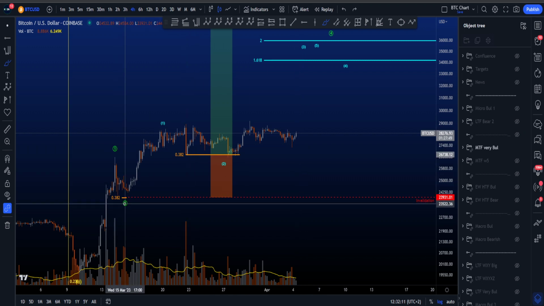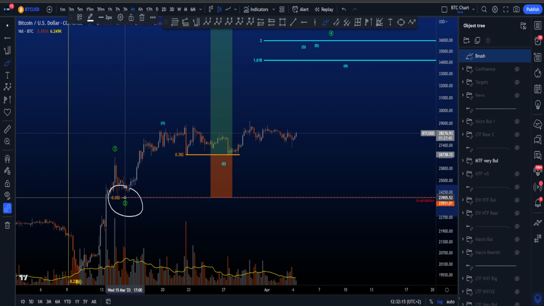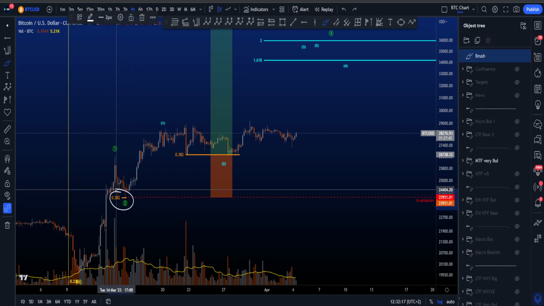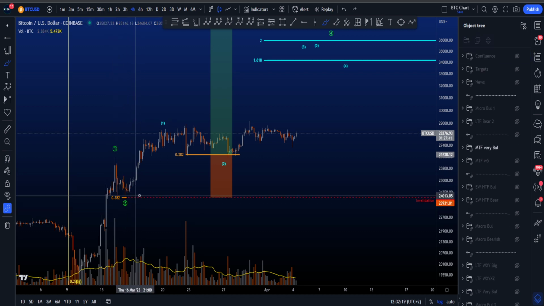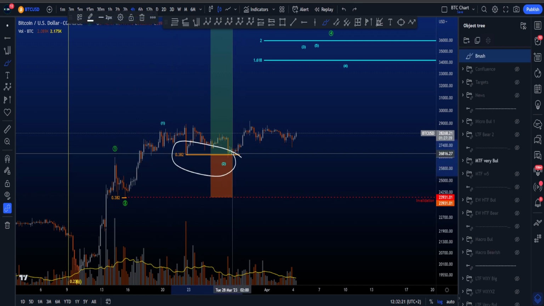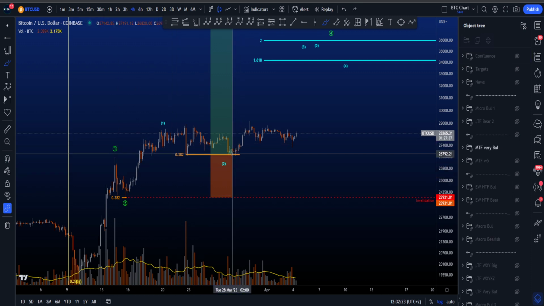But also, another two rare occasions: this wave 2, the green wave 2, retraced to about a 0.382, which is a rare target for a wave 2. And this wave 2 in blue also retraced to a rare target for wave 2.